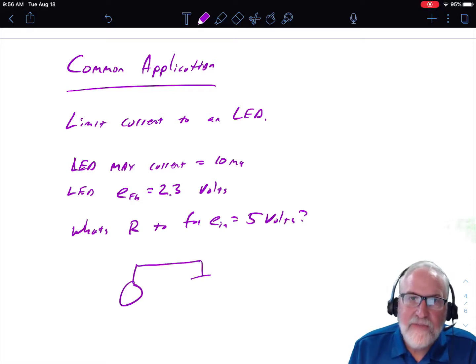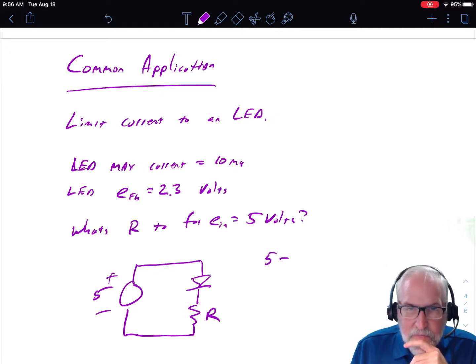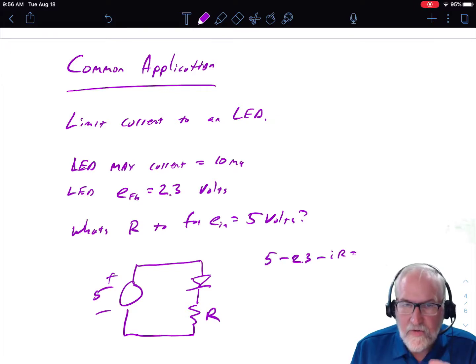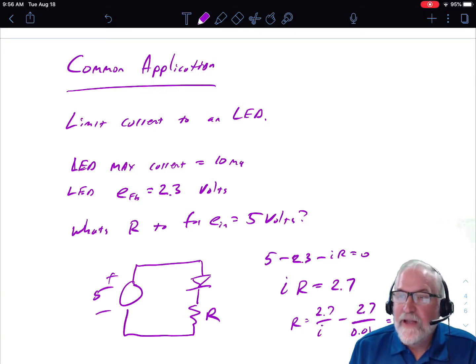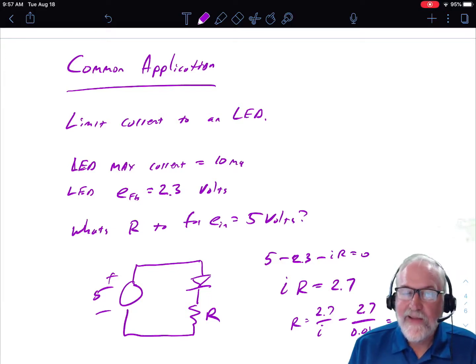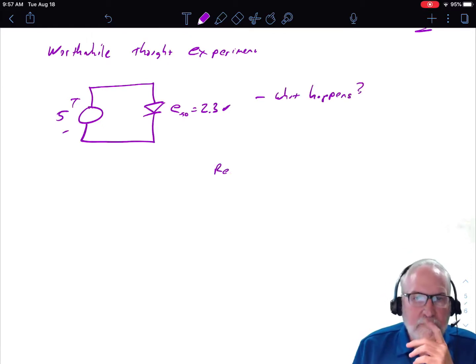This is like Mechatronics 101, right? So here's our circuit, and here's Kirchhoff's voltage law, right? 5 minus 2.3 minus IR equals 0. IR equals 2.7, right? R is equal to 2.7 over I. I is 10 milliamps. Very quick: 270 ohms. And when you're using an LED with a 5-volt output of a computer, almost always it's a 220 or 330 ohm resistor to limit that.